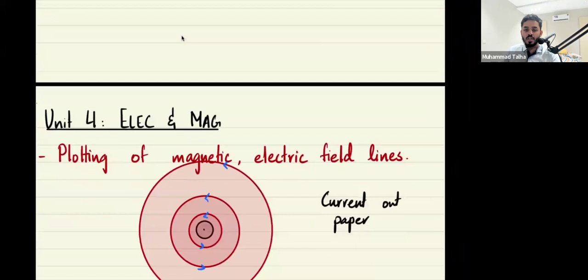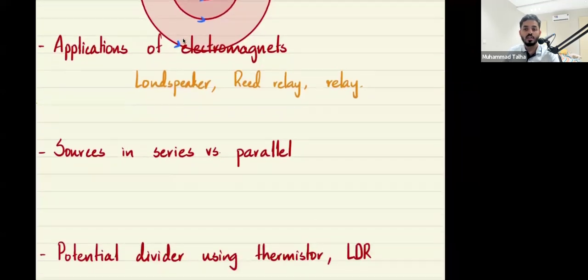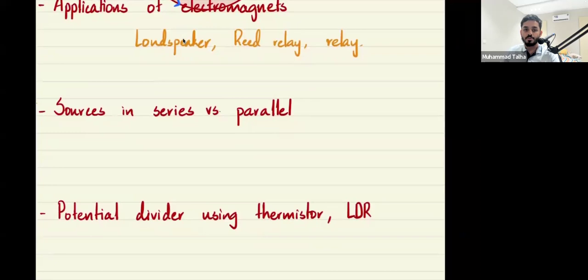All right, applications of electromagnets. This is also pretty important stuff. So regarding a loudspeaker, the moving cone loudspeaker, how it works, the idea of a reed relay, right? And just a relay and how that works, that is really important. I think that could appear tomorrow.